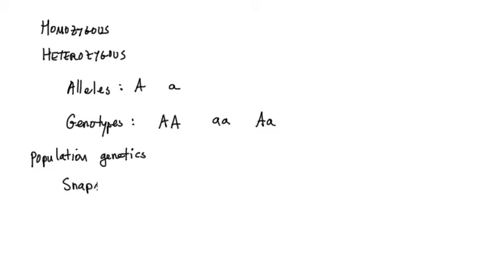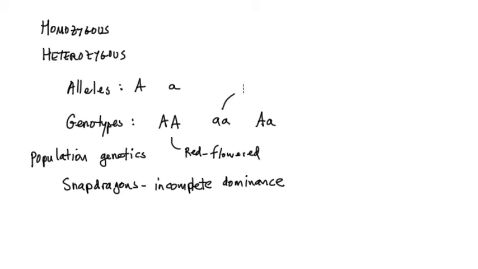I'll give you an example using snapdragons, in which the two alleles, one for white flowers and one for red flowers, are incompletely dominant, and so the heterozygote has an intermediate phenotype. You have big A big A being red flowered, little a little a being white, and big A little a, the heterozygotes, are pink flowered. Having incomplete dominance is a boon to us with this illustration because it allows us to distinguish easily between all three genotypes, something you can't really do with complete dominance. Going with incomplete as opposed to complete dominance does not affect our conclusions in the least.